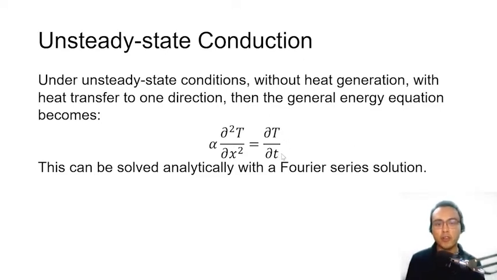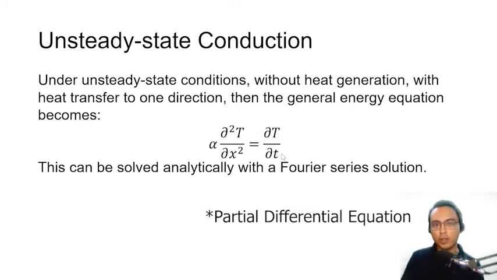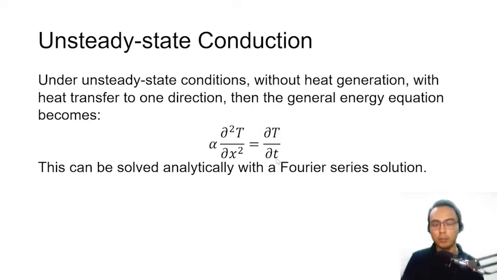Now, our simplified energy equation is a true partial differential equation because we have two independent variables, that is position and time. For these types of equations, we can solve this analytically using a Fourier series solution. But for this lesson, we will not be discussing the analytical solution because it gets complicated. Instead, we will be discussing a graphical solution for this problem.